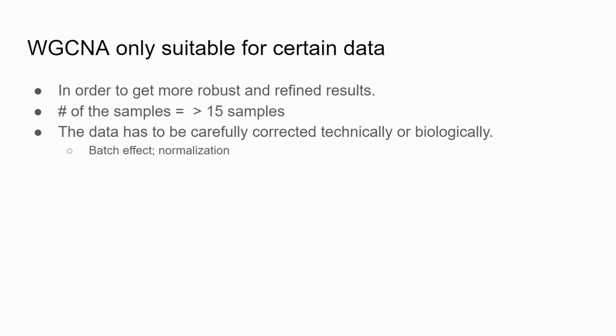Therefore, WGCNA has some preset criteria in order to get more robust and refined results, such as the number of samples has to be about 15 or more than 20 samples. The data has to be carefully collected technically or biologically. You may find out more from the official tutorial website in the FAQ section. I will put the link below as well.